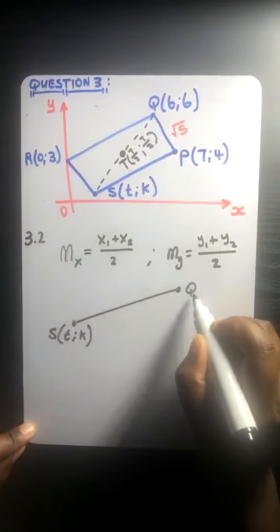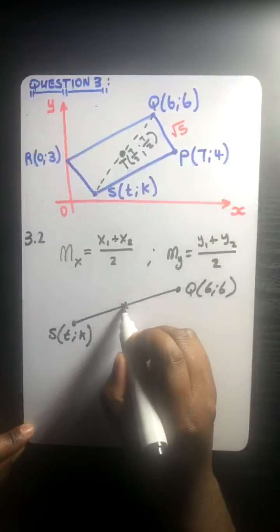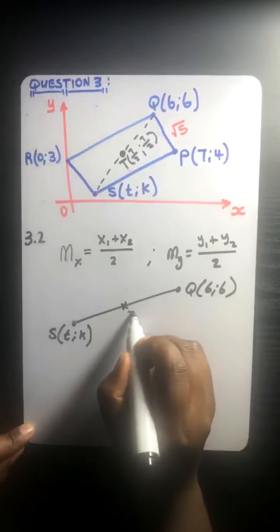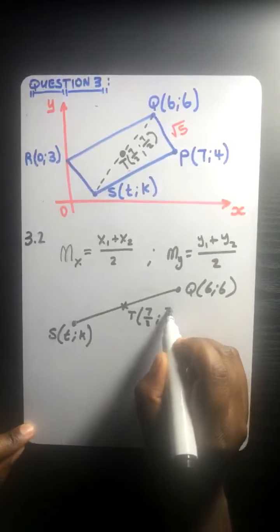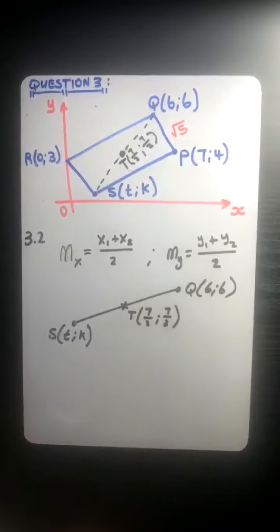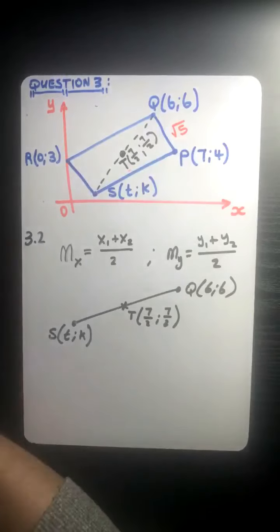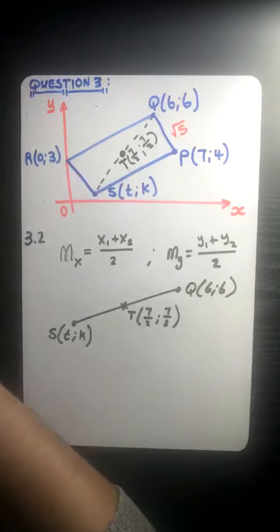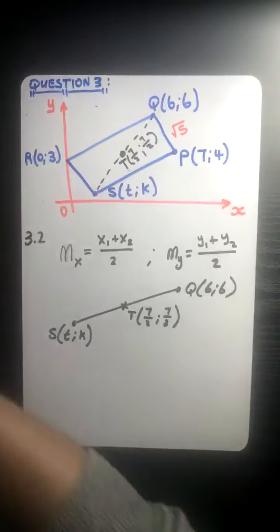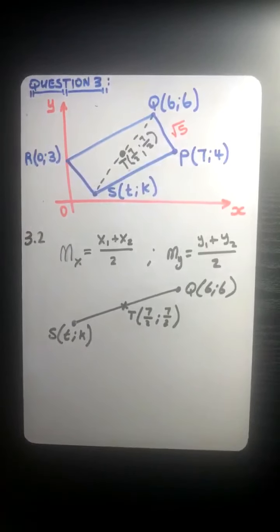We also have this one of Q, having 6 and 6. Then we were just given this middle point, being T, having the coordinates of 7 over that and 7 over that. It makes things easy when we do it this way. I'm just not sure. Is there someone who would like to suggest something in relation to that question? So they want us to determine that. Is there someone who would like to guide us in terms of how to approach that one?